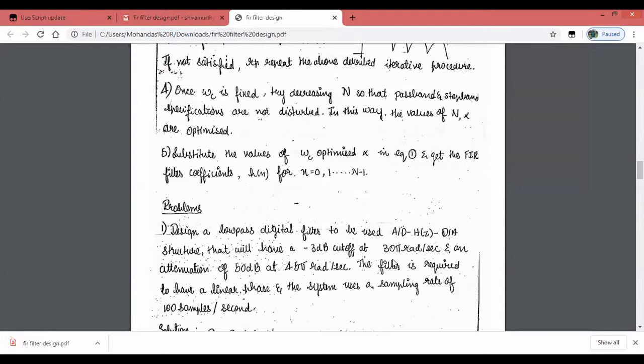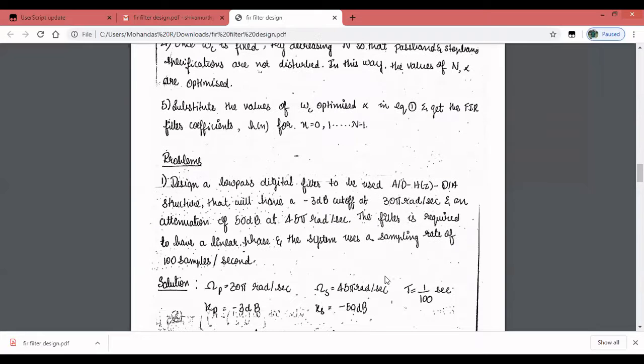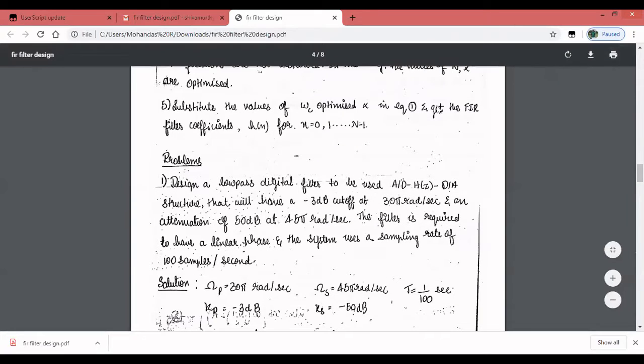Okay, so if we see that the filter I'm trying to design is an FIR filter, I will try to take down the details here. So it is a digital filter, so I have to convert my digital data into analog data.